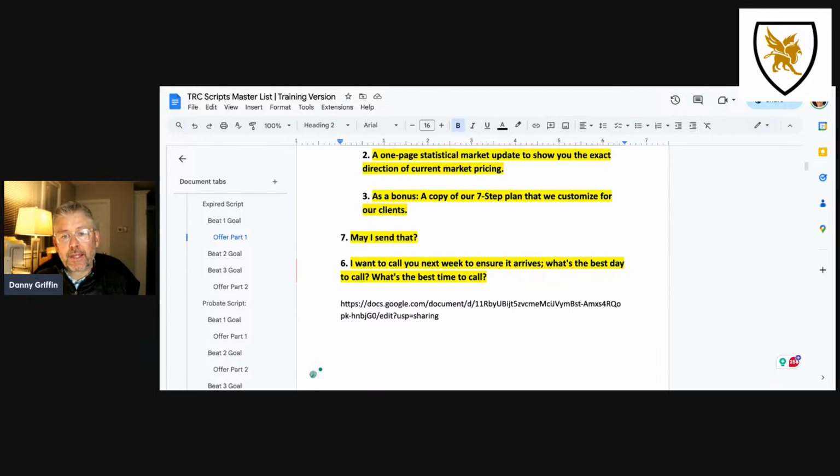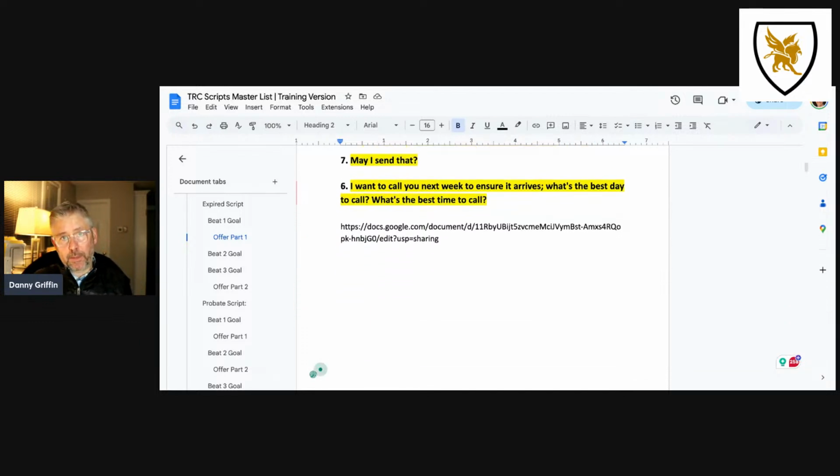May I send that? Then we confirm a phone appointment, right? We're trying to lock in that law of reciprocity. I want to call you next week to ensure that it arrives. What's the best day to call? What's the best time to call? And everybody rushes this. You're trying to engage them in a relationship that's based on all these laws that just occurred. And this all can happen, by the time that's all done and it plays smoothly, try to think of the timer on all those Friday calls, 40, 50 seconds. It's under a minute, by the way, right?